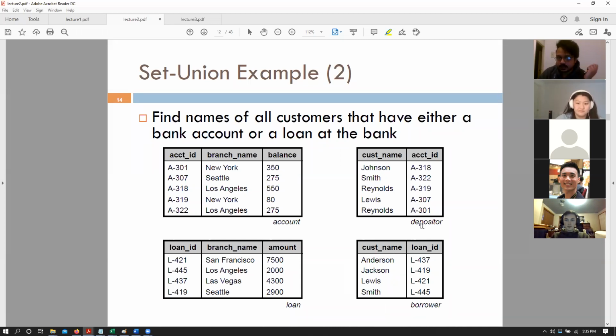So I can just do one thing. I can just say unite or sum up those two relations, so perform a set union on these two relations. That gets me the list of all of those customer names and account IDs.